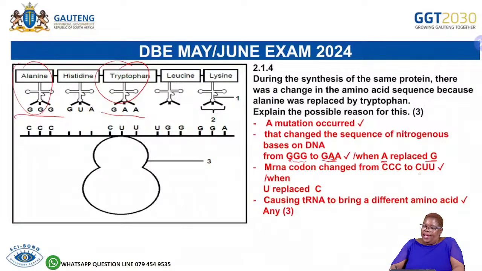So A was replaced by G, and then the mRNA codon should change from CCC to CUU when U was replaced by C. This is the language you need to use when you talk about the protein being formed when a mutation has taken place, causing tRNA to bring a different amino acid, right, class?